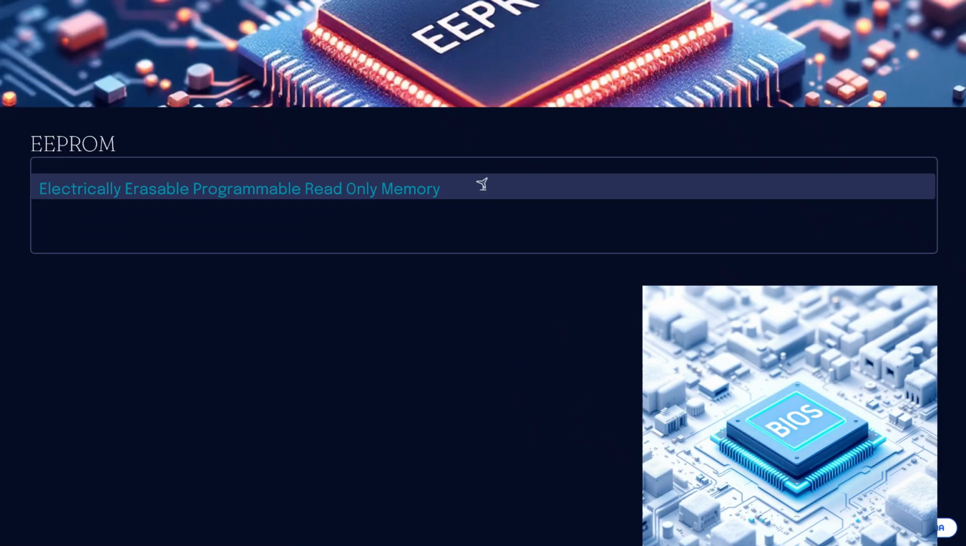Then the third type of ROM is EEPROM, electrically erasable programmable read-only memory. It is the most advanced form of ROM that can be electrically erased and reprogrammed without removing it from the circuit. This makes it highly convenient for updating firmware and system software.